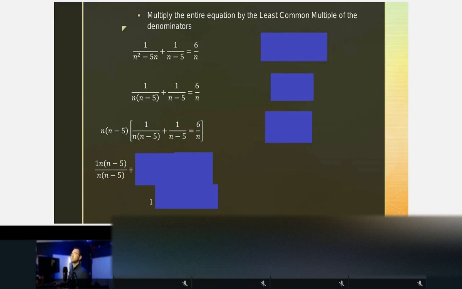So let me get my pen out. The n and the n cancel out, and then n minus 5 and n minus 5 cancel out. So that's how you get the 1 left over. All right, everyone good so far?